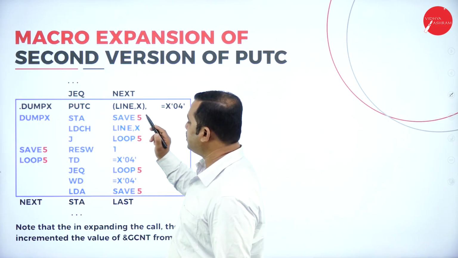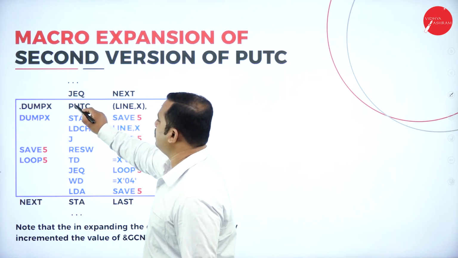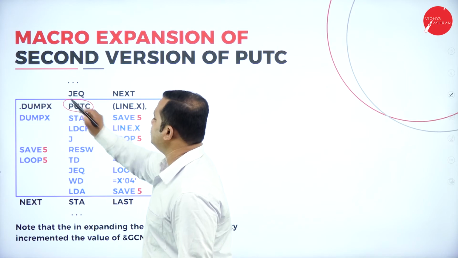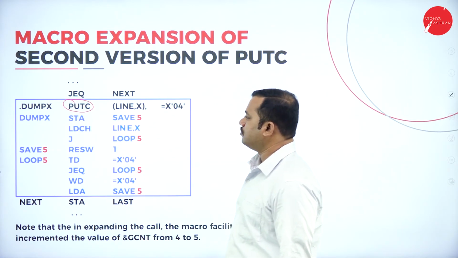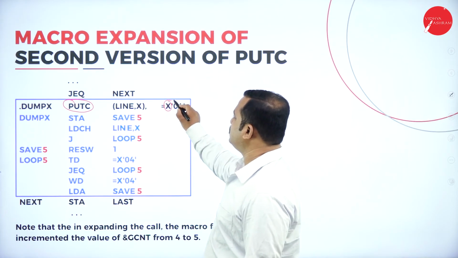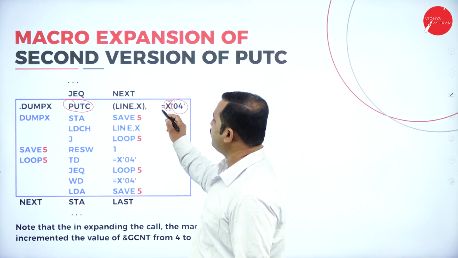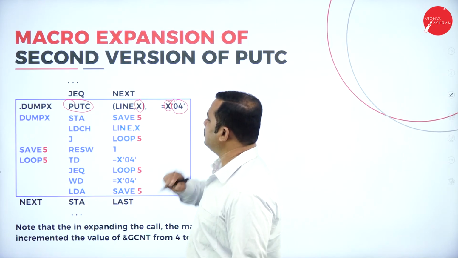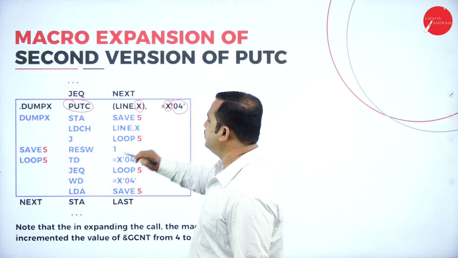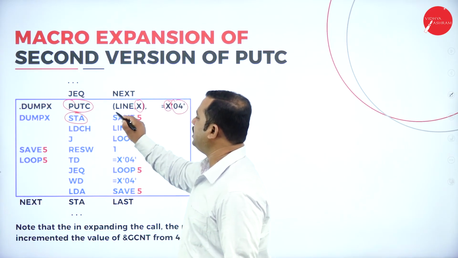How many times is PUTC called here? We have the jump if equal. PUTC is used once here. Now, what is that character? X, which is the device 04. In place of X, this is the character going to be read. Once it is read, it has to be stored in the accumulator.